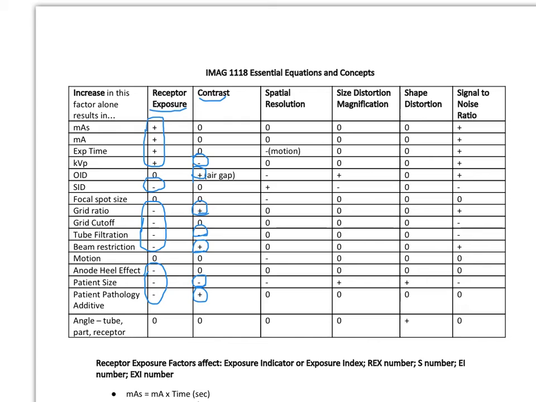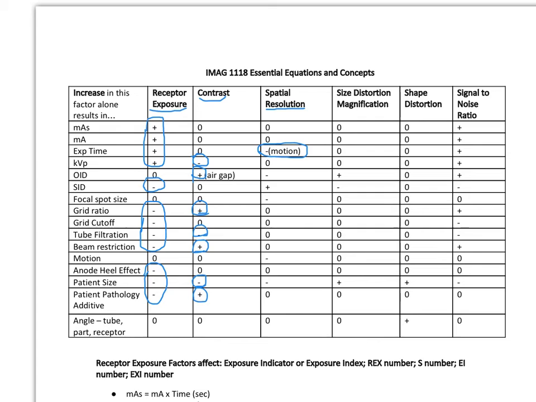Spatial resolution is measured in line pairs per millimeter, and the things that affect spatial resolution are motion, and so as motion increases, there's more blur, and we have more blur if we have a longer exposure time. So as we increase the exposure time, we decrease spatial resolution. OID, as it increases, the penumbra size gets larger, and so spatial resolution goes down, whereas with SID, if we increase SID, the penumbra size gets smaller and spatial resolution goes up.